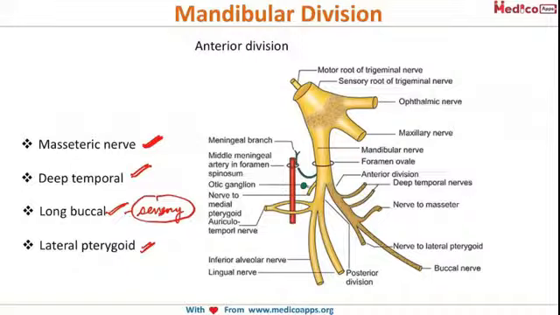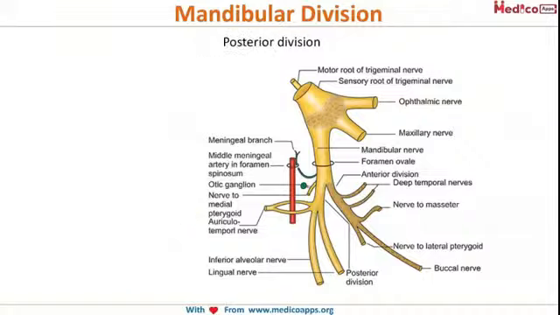So as you can see, the anterior division gives out most of its branches to the muscles of mastication. Okay, so lateral pterygoid, deep temporal and masseteric nerve were the branches to the masticatory muscles. The other masticatory muscle, that is the medial pterygoid, got a branch from the main trunk. Okay, now let's learn about the posterior division. So the posterior division is the largest of all three divisions of the mandibular division. Okay, so the posterior division gave out these branches.